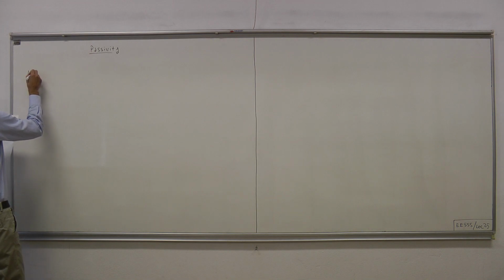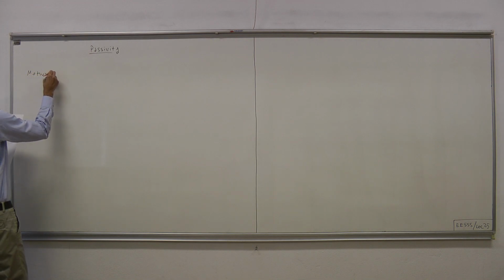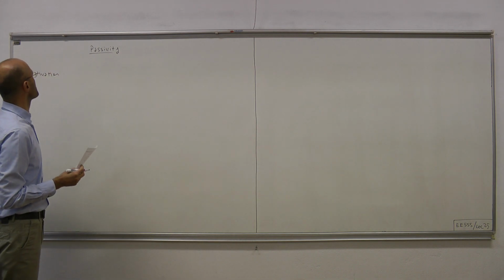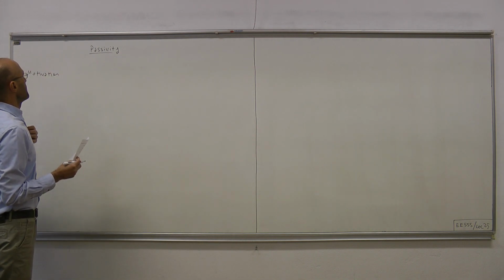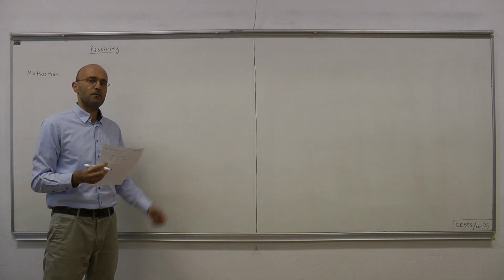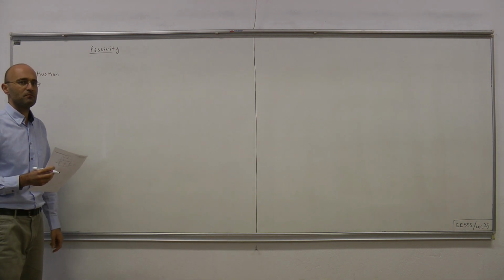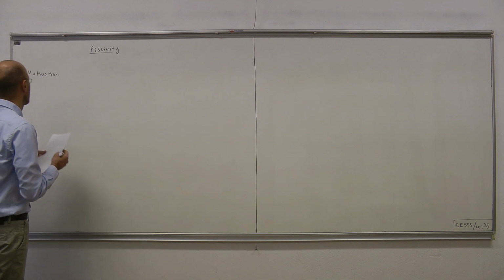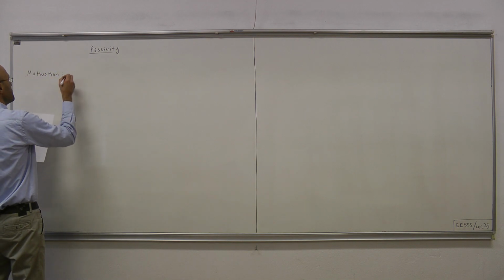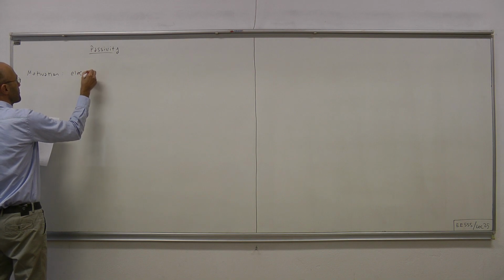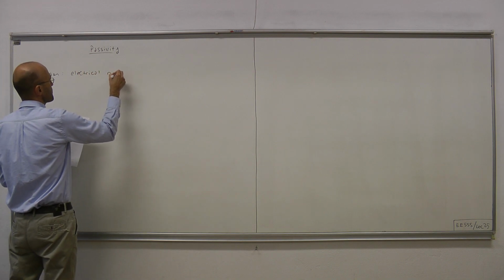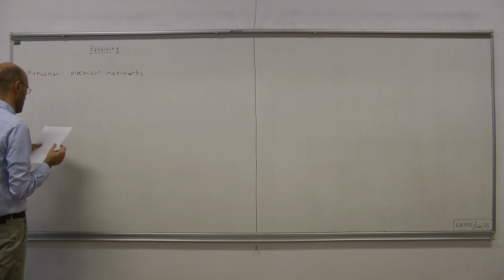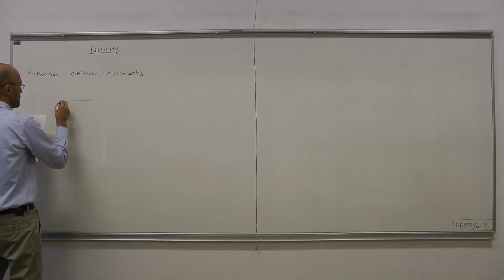So we will now try to make a simple observation using a simple circuit, and then we're going to generalize that observation to the general definition of passivity. So the motivation is electrical networks.